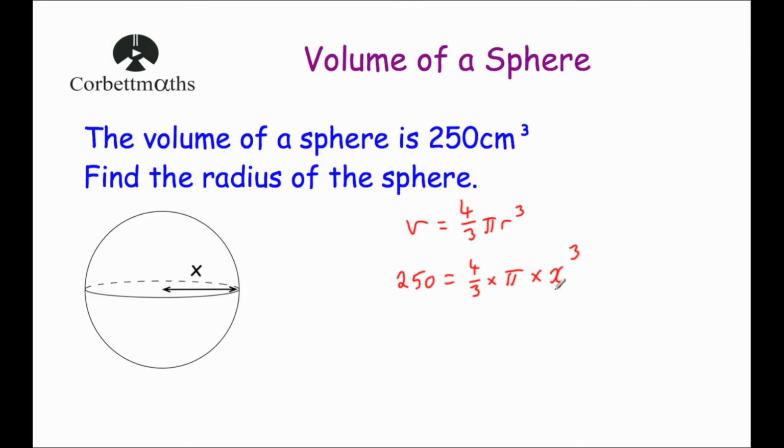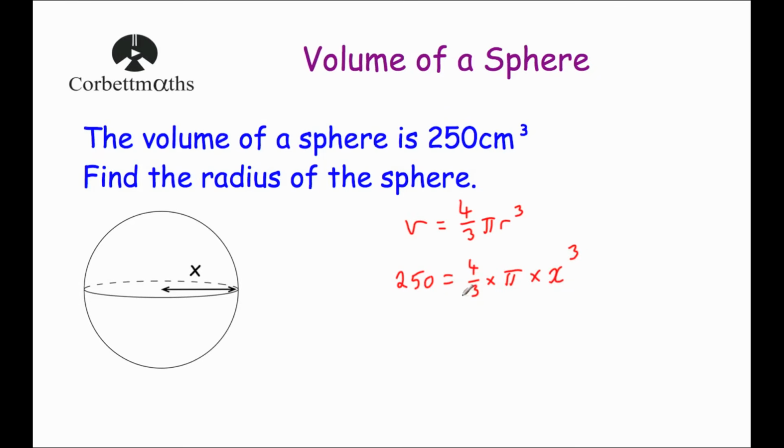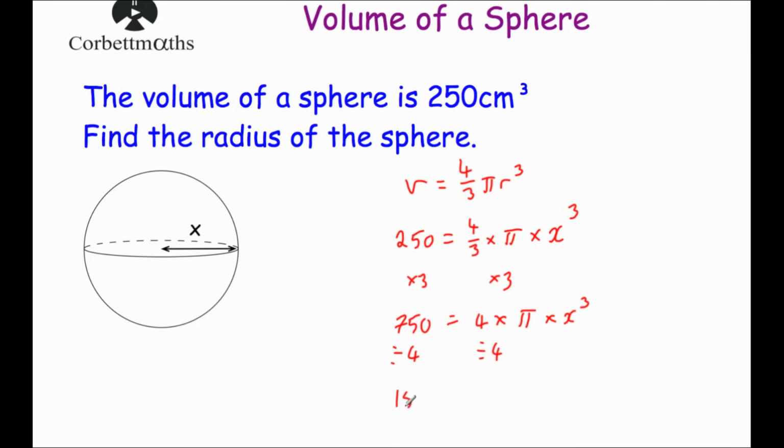Now what we just need to do is make x the subject or solve this for x. So multiplying both sides of the equation by 3. On the left hand side, 250 times 3 would be 750. And on the right hand side, well, 4/3 multiplied by 3 is 4. So we would just get 4 multiplied by pi multiplied by x cubed. Now we don't want the 4 or the pi here, so we're going to divide both sides of the equation by 4 to begin with. So if we divide both sides by 4, we will get 187.5 is equal to pi multiplied by x cubed.